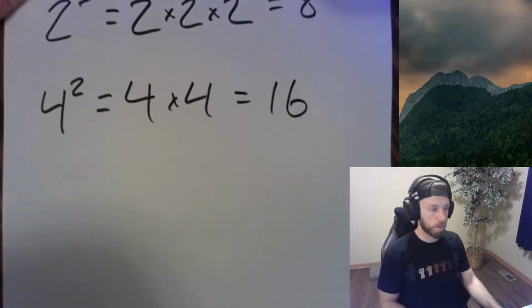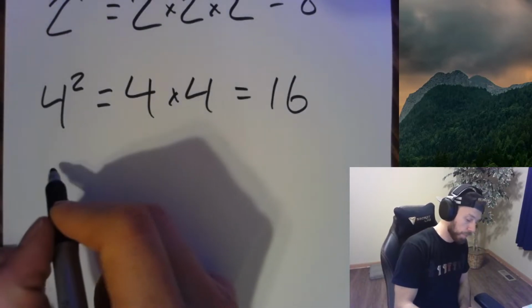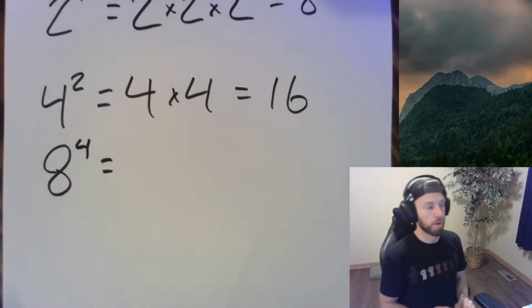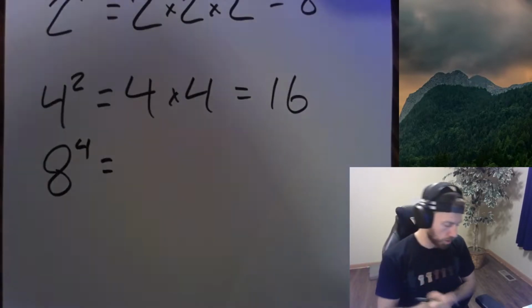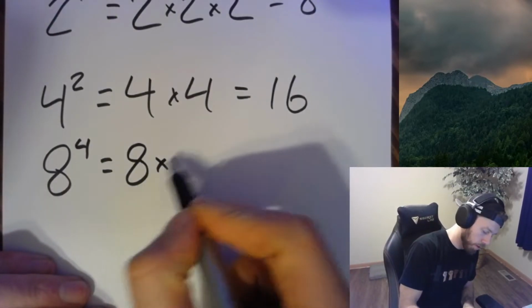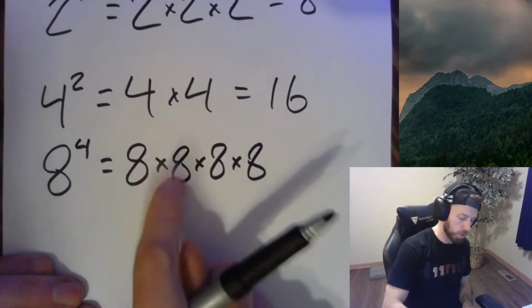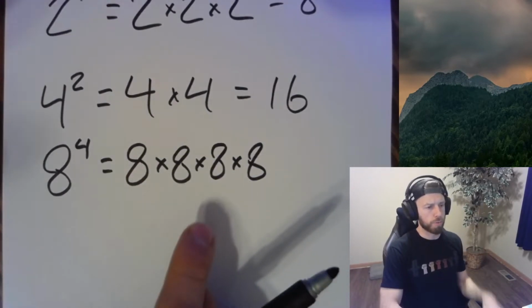What about if we get a longer one, like 8 to the fourth power. 8 to the fourth power would be 8 times 8 times 8, right? 8 times itself, 1, 2, 3, 4 times. 8 times 8 is 64. 64 times 8, I don't freaking know.